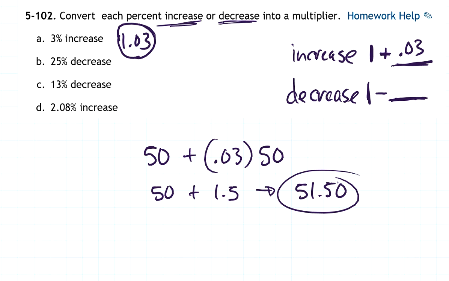And if that happened every month, then I would take this new number and multiply it by 1.03. So it's not that I'm always adding $1.50, but I'm always adding 3% of where I left off at. So my multiplier is important to figure out. And again, if it's an increase, it's going to be 1 plus that percent increase value. And if it's a decrease, we would subtract.